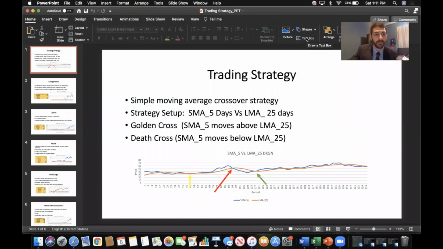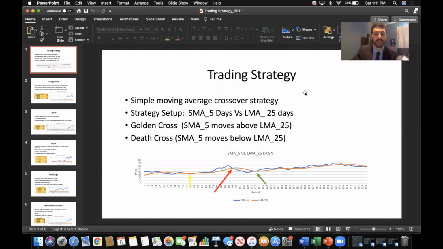Hey guys, my name is Corey Laddin. How are y'all today? For this presentation, I'm presenting the trading strategy along with a few reasons why we like the stock. For our trading strategy, we're using a simple moving average crossover strategy.